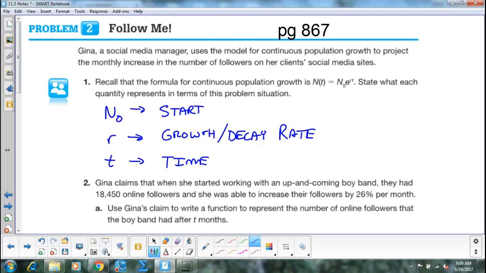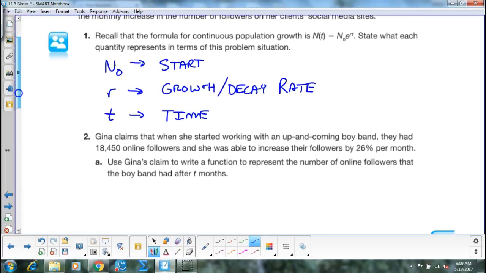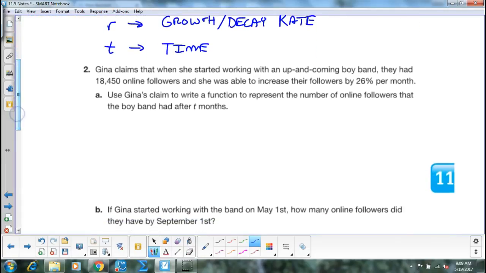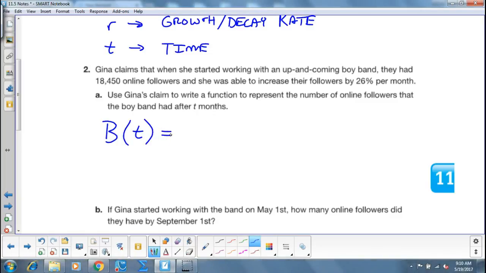All right? So, Gina claims that when she started working with an up-and-coming boy band, they had 18,450 online followers, and she was able to increase their followers by 26% per month. Use Gina's claim to write a function to represent the number of online followers that the boy band had after t months. So, let's call it B for boy band of t is going to equal, how much did she start with?